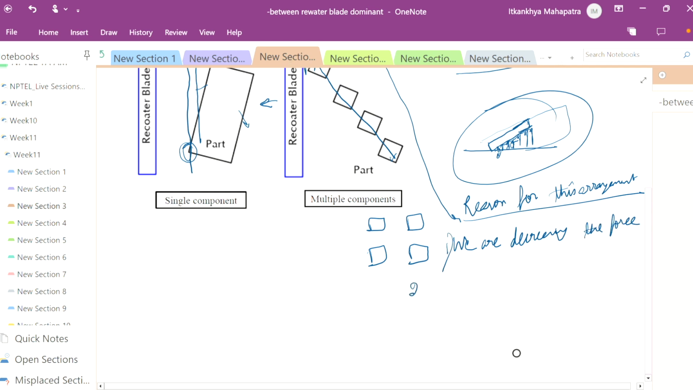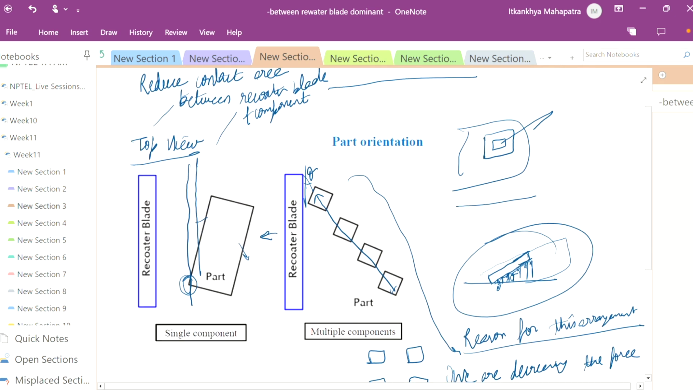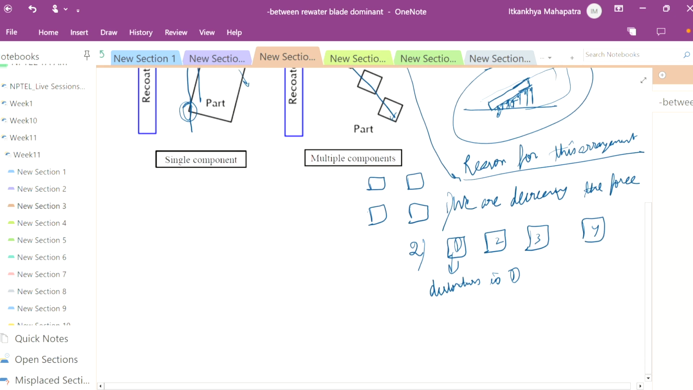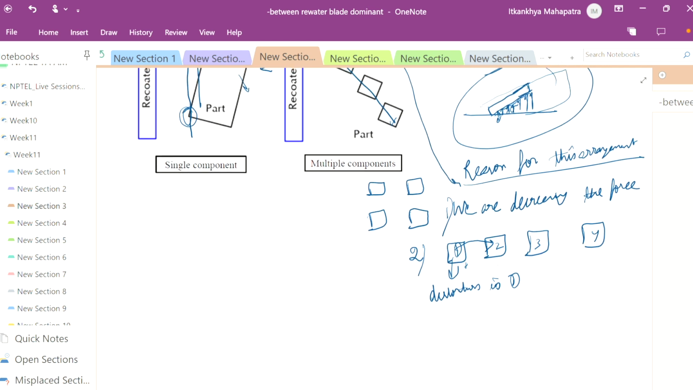Now suppose we are placing the components like this. If there is distortion in one, the recoater blade is coming, it will break some part of the first component, and this broken portion will go to the second one. Now the first component is inaccurate and the second component will also be inaccurate. This may also go to the third one.